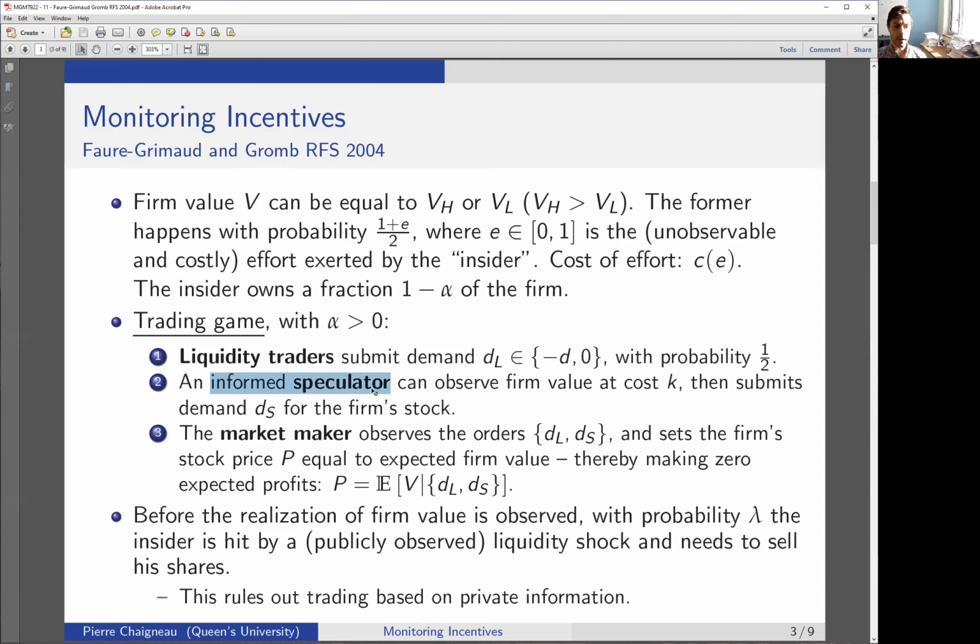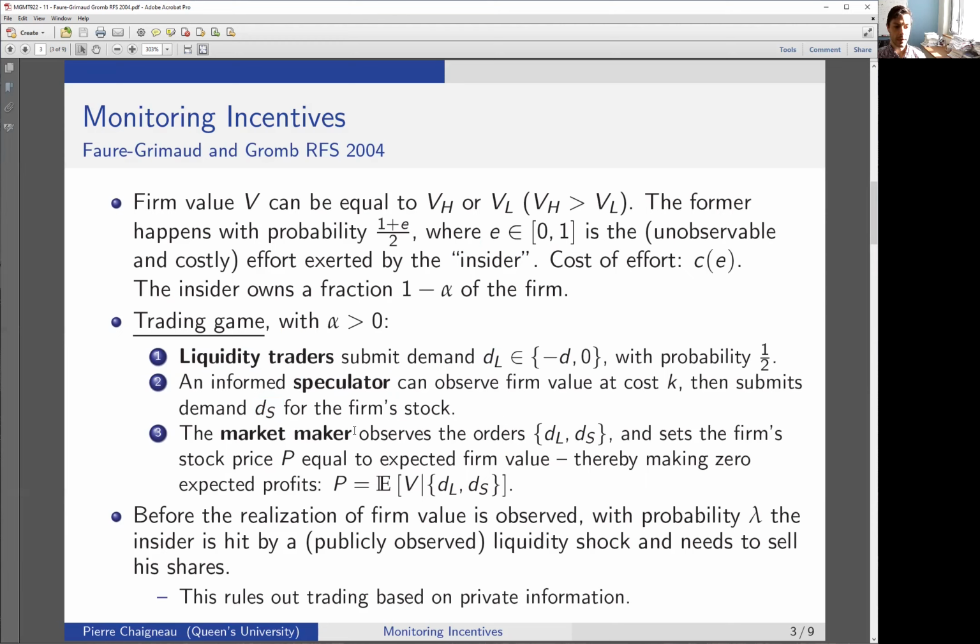There's an informed speculator who can observe firm value at a cost. So if he pays this cost, he'll be able to observe firm value. And then he's going to submit a demand DS for speculator. DL is for liquidity trader. So he submits a demand DS for the firm stock that will be optimally determined.